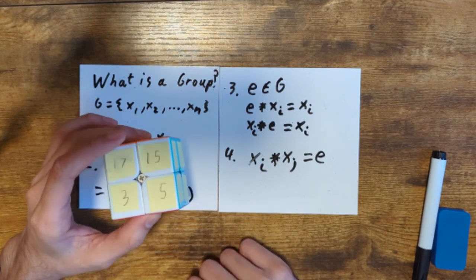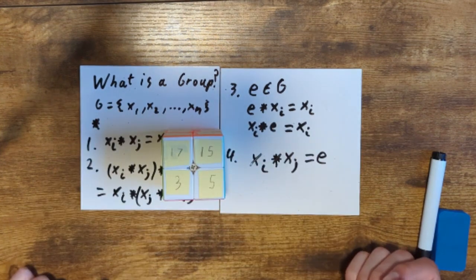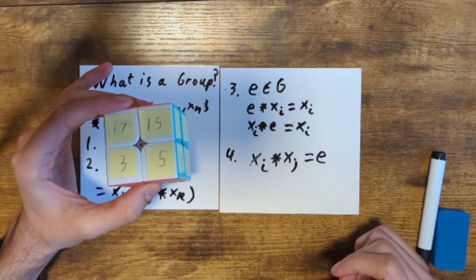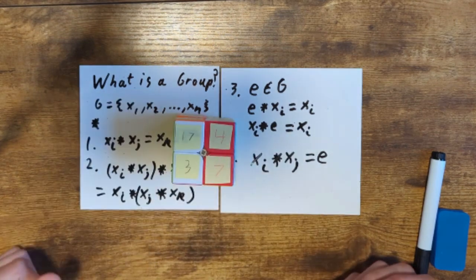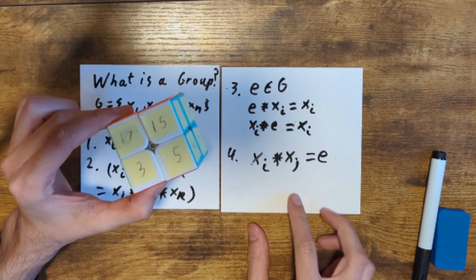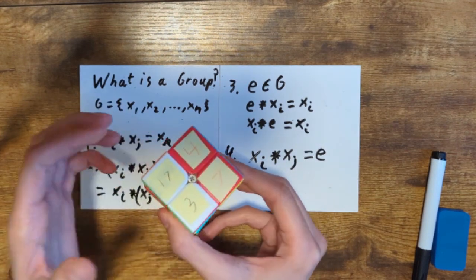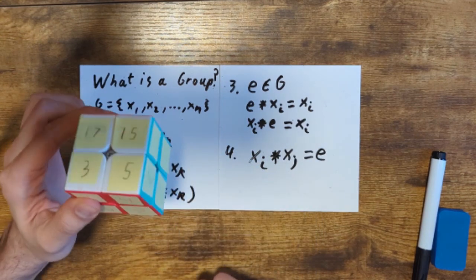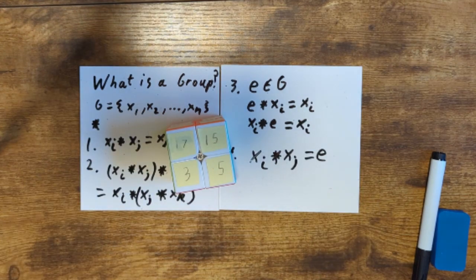Now let's go on to number 3. There is an identity element of the group. That is just the elementary operation: do nothing. If we do nothing and then do this, versus do this and then do nothing, we end up with the same cube. And finally, number 4: every operation has an inverse. Simply do a series of moves and then do the opposite. And so there we have it. The 2x2 Rubik's Cube is a group.